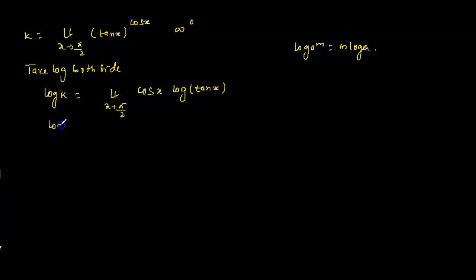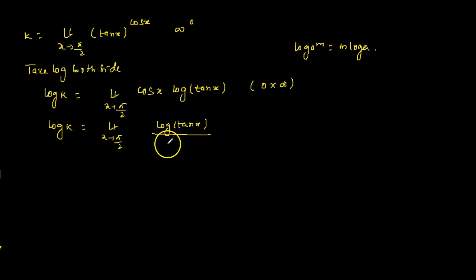Now here log of k is equal to limit of x tends to pi by 2. If you put it here, cos 90 is 0, and log of tan 90 is infinity. So the 0 into infinity form is getting here, so you cannot solve it like this. Still this has not come in the form of 0 by 0 or infinity by infinity. So what I will do is keep log of tan x as it is, we cannot do anything here, and this one I can write down.